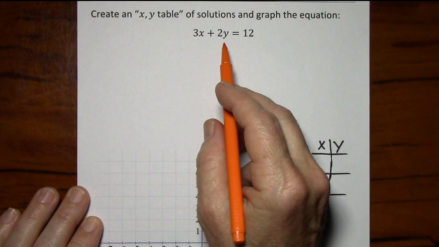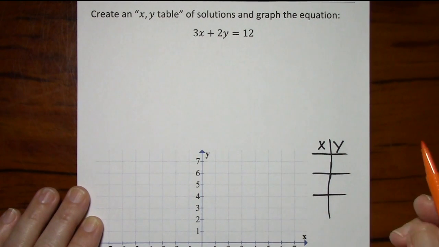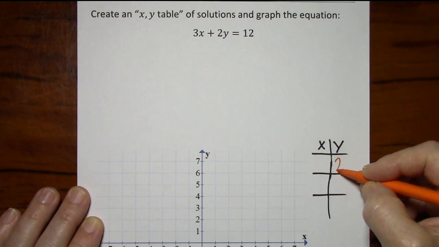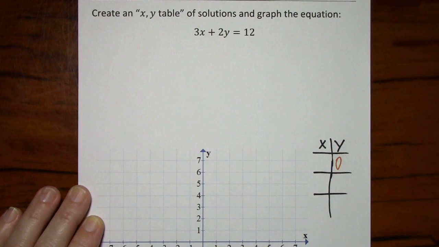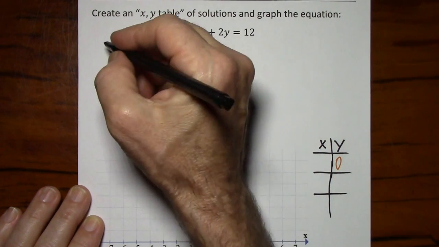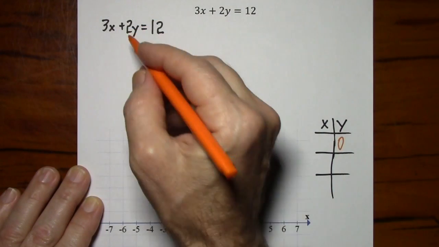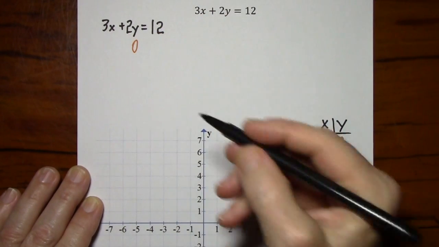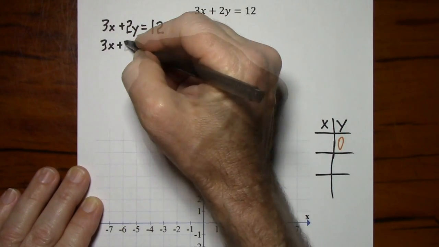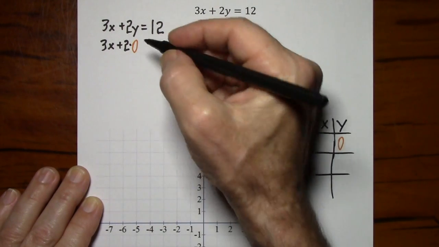Notice if y is 0, this will be pretty easy to solve for x. So we'll try y is 0. And we'll find out what x is. Start with your original equation. Put in a 0 for y. I could use parentheses here, but I'll just put a dot, 2 times 0.